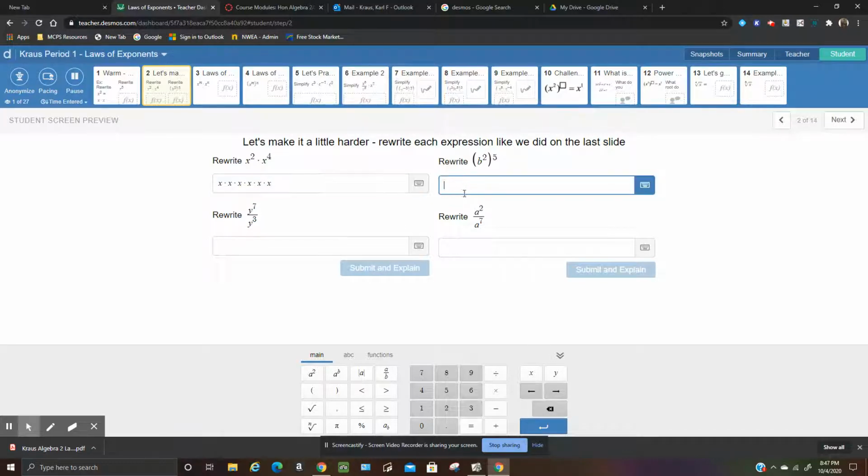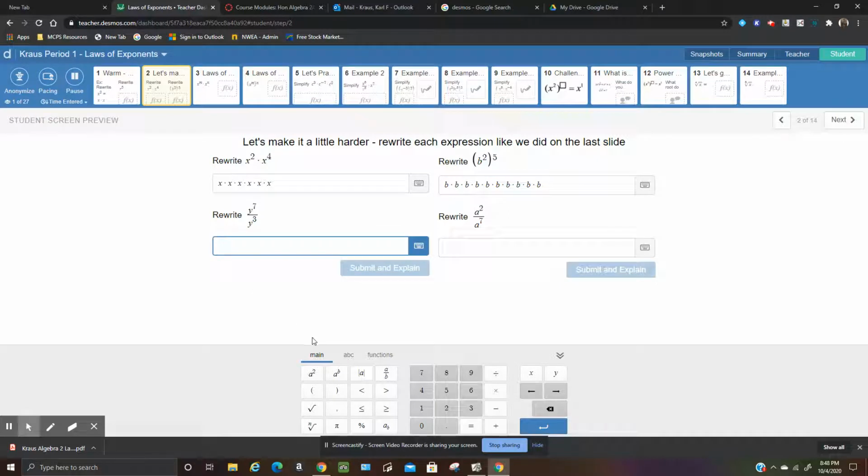And then b squared to the fifth means b times b, and that would be grouped together 5 times. So the second group of 2 b's, a third group, a fourth group, and a fifth group. So it should be 1, 2, 3, 4, 5, 6, 7, 8, 9, 10. B to the 10th.